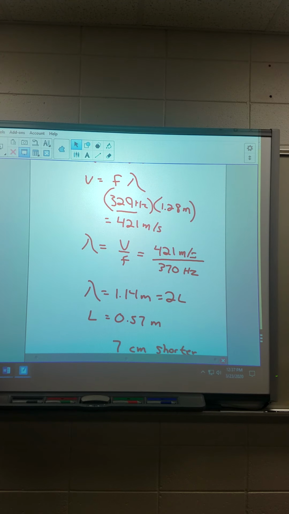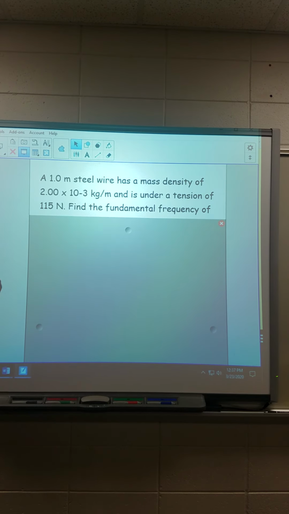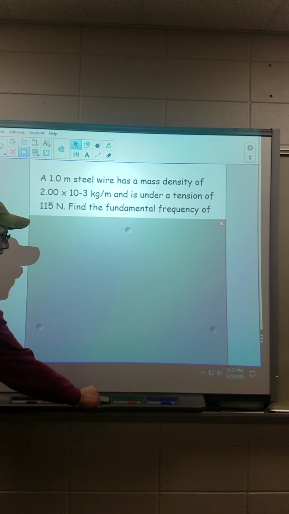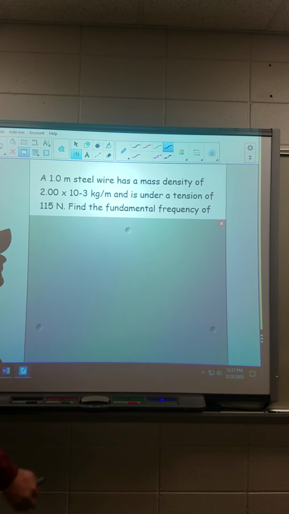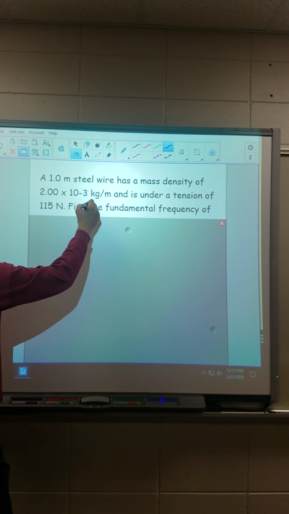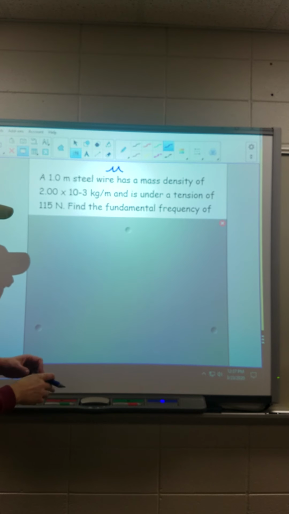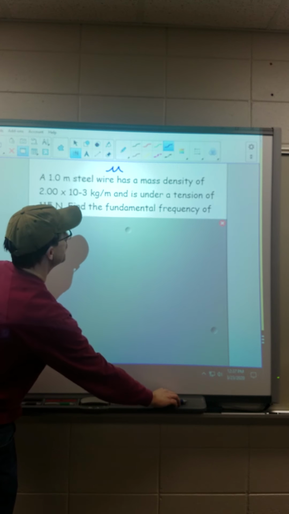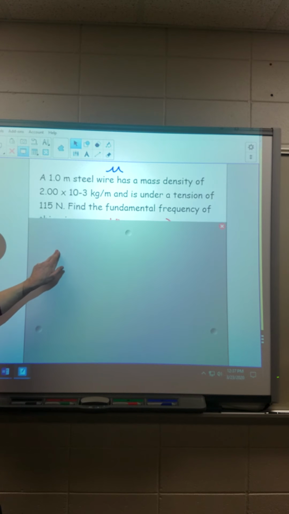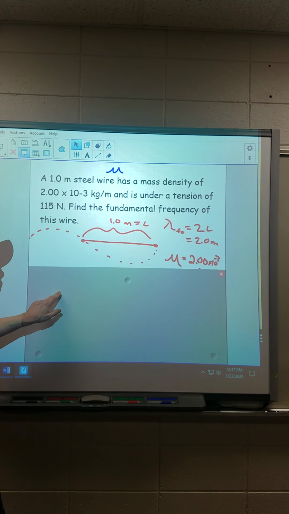Now let's incorporate that idea of the tension and the weight. So let's say I've got a 1 meter steel wire. It's got a mass density of 2.00 times 10 to the negative third kilograms per meter. Remember, that is my value for mu. That's going to be that linear mass density of that string. It's under a tension of 150 newtons. What is the fundamental frequency of this wire?